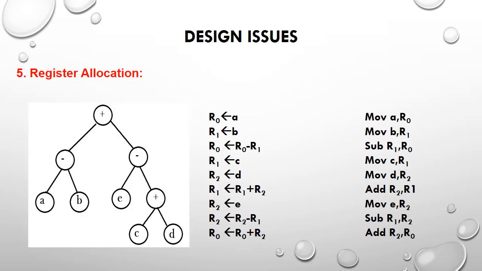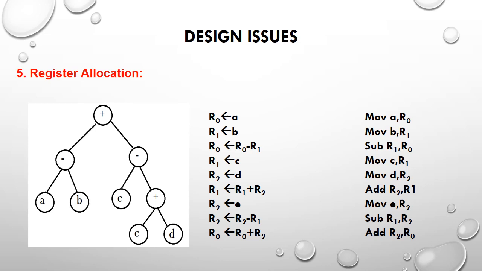Now suppose we have a syntax tree which is given at the left hand side. In this syntax tree, we have to represent the syntax tree with a minimum number of registers. In the second column we are showing in which register my variables will go. If you see, there are 4 different operations which are performed: minus, minus, plus and plus.